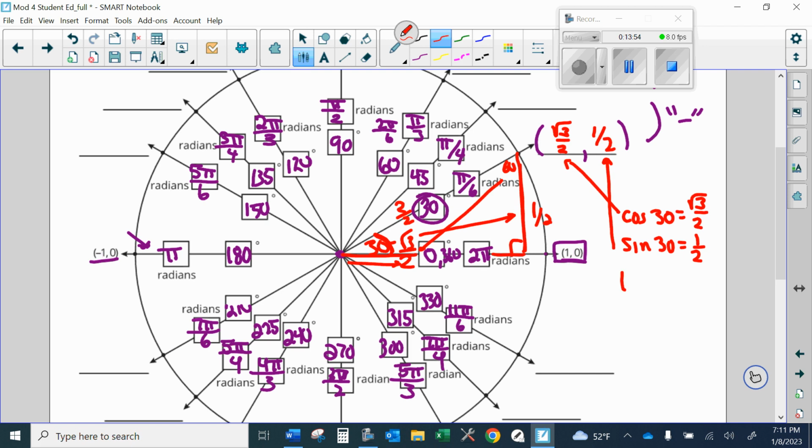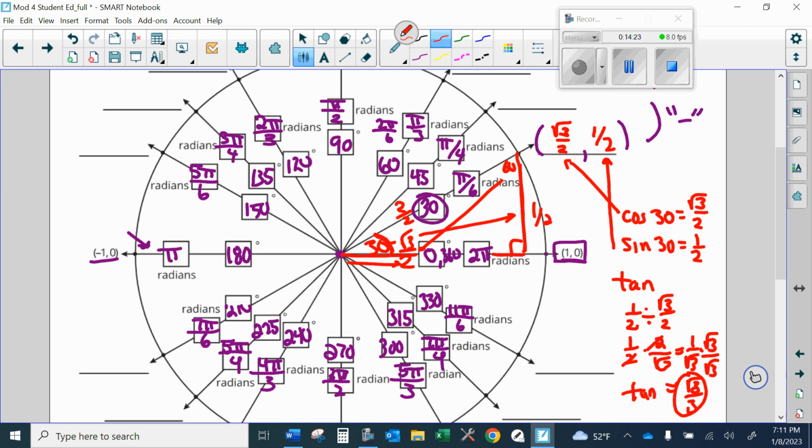Okay, and if I was to do the tangent, remember the tangent means it's y over x, which would be 1/2 divided by root 3 over 2. Remember that becomes multiplication by the reciprocal. The 2's cancel, but then I'm left with 1 over root 3. Can't have a radical in the denominator, so I must rationalize it. And I get root 3 over 3. That would be the tangent of 30 degrees.